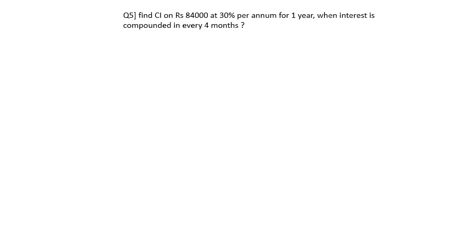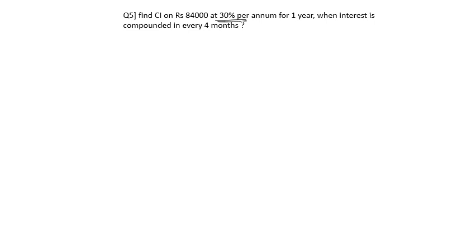The next question is: find CI on 84,000 at 30% per annum, when interest is compounded every 4 months. How many 4-month periods do I have in 1 year, guys? I have 3 four-month periods in 1 year. Per annum, meaning per 12 months, the rate is 30%. So for 4 months that will be 10%.